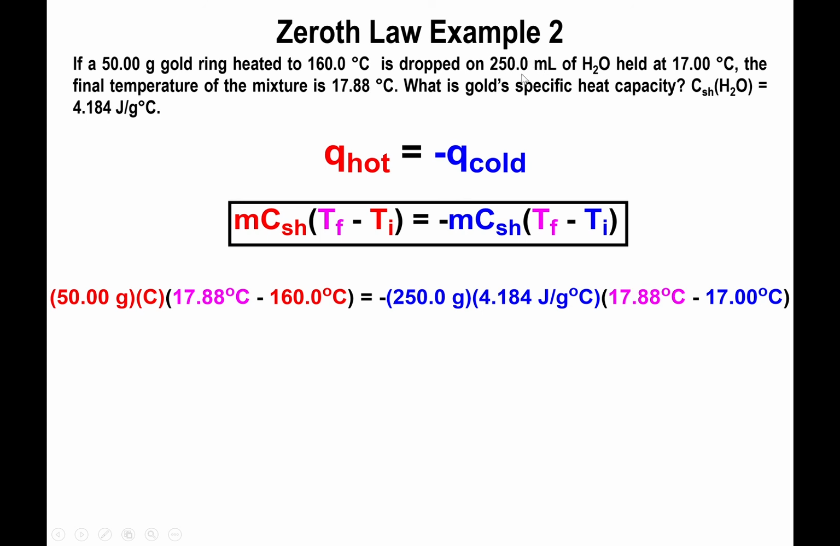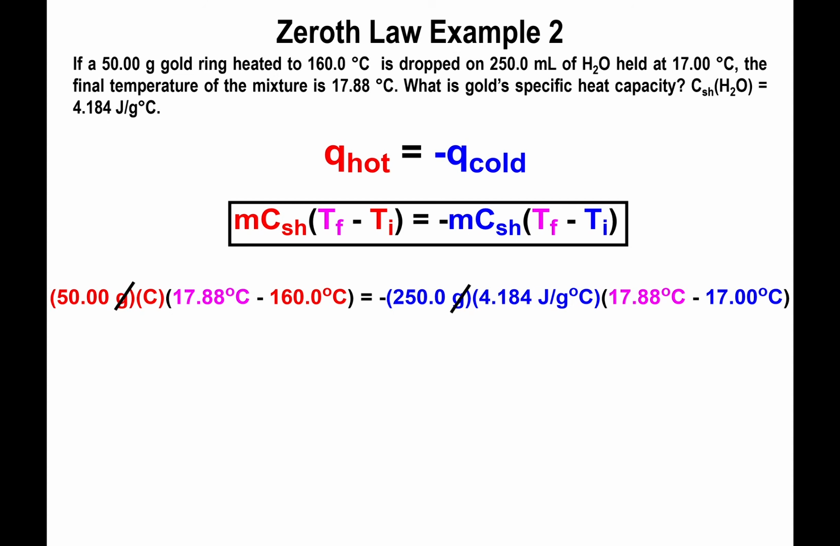So we have 50 grams for gold times the heat capacity, which we don't know. We're going to find that out in a second. The final temperature we do know is 17.88, so we input that here, minus the initial, which is 160 degrees Celsius. Now we're going to equal that to negative the mass of the cold substance, which is the water, so 250 mL, which is going to equate to 250 grams, times the specific heat capacity, 4.184 joules per gram degree Celsius for water. Final temperature is still 17.88, but the initial for water is not 160, but rather 17 degrees Celsius. So make sure not to make that mistake.